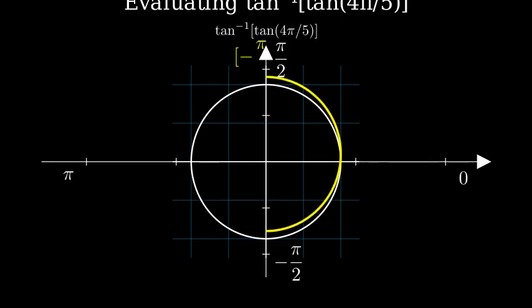The inverse tangent function, or arctangent, maps tangent values back to angles, but only within its principal range of negative pi over 2 to pi over 2.